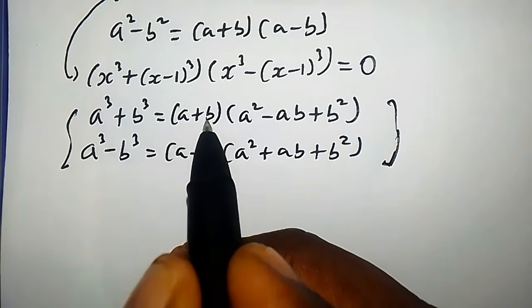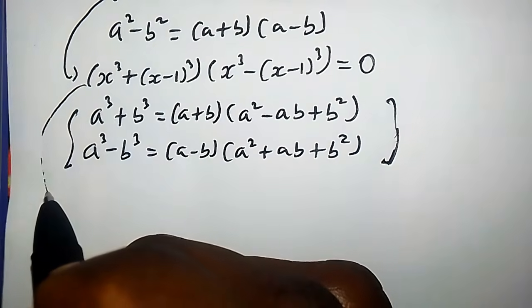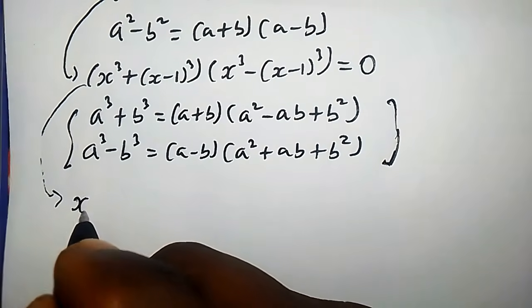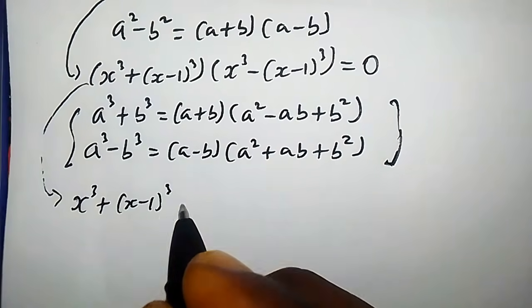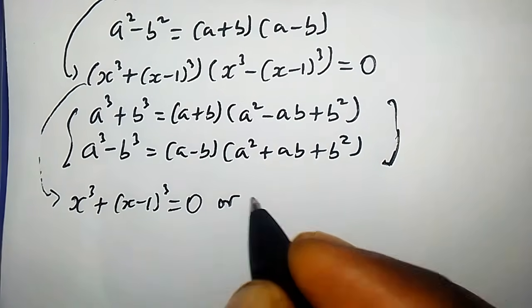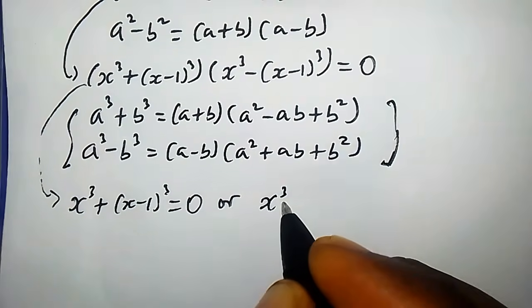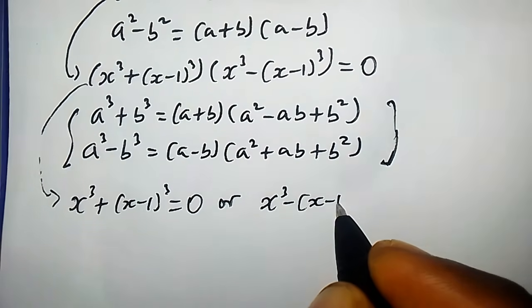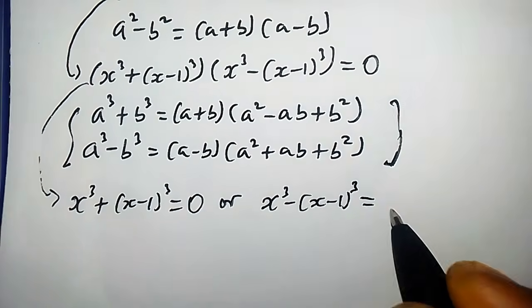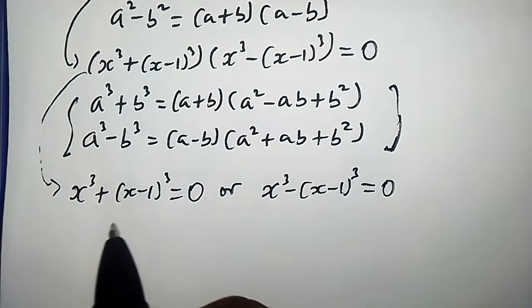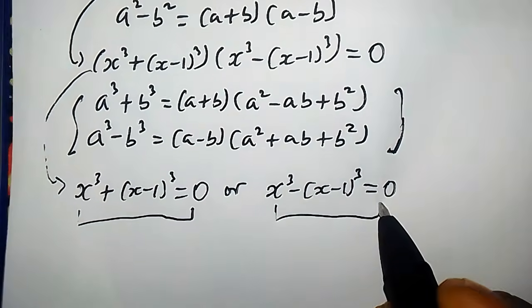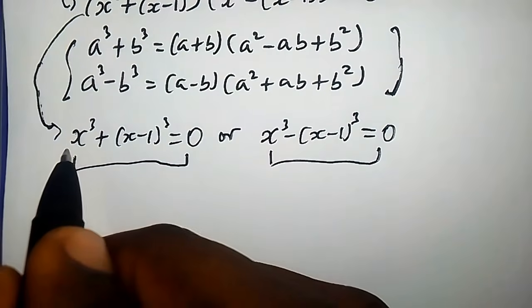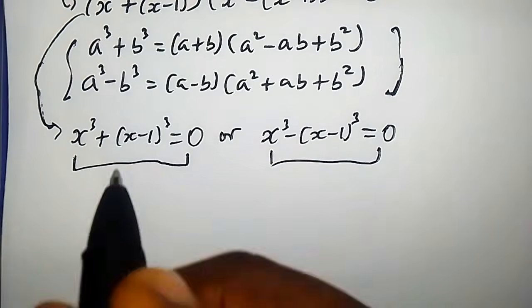Before we utilize these identities, from here it is obvious that x to the power of 3 plus (x minus 1) to the power of 3 is equal to 0, or x to the power of 3 minus (x minus 1) to the power of 3 is equal to 0. So we will now consider each of these equations. Firstly, let us solve this cubic equation.